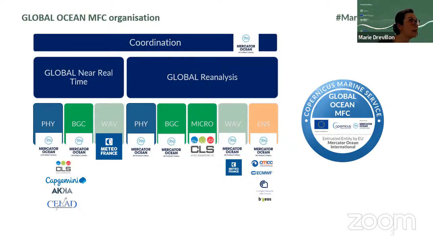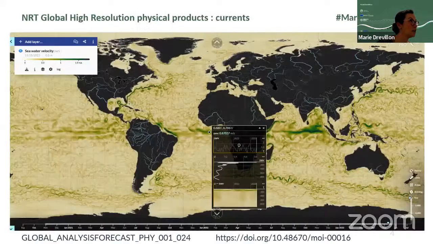For both near real time and reanalysis. So this is a first illustration of the global high resolution near real time products. These are the surface currents that you can see on the MyOcean Pro viewer from the Marine Service portal. I put here the number of the product, 124, and the DOI.